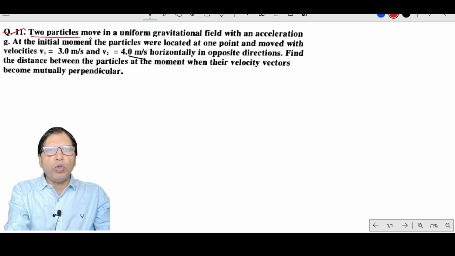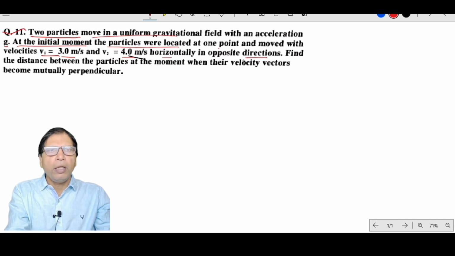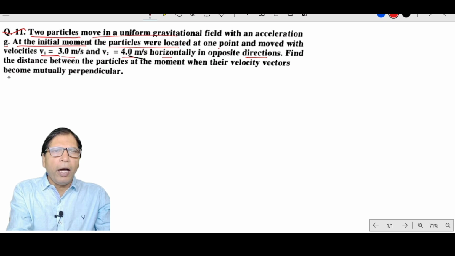Now question number 11. Two particles move in a uniform gravitational field with an acceleration g. At the initial moment the particles were located at one point and moved with velocities v1 equal to 3 meter per second and v2 equal to 4 meter per second horizontally in opposite directions. Find the distance between the two particles at the instant when their velocity vectors become mutually perpendicular.